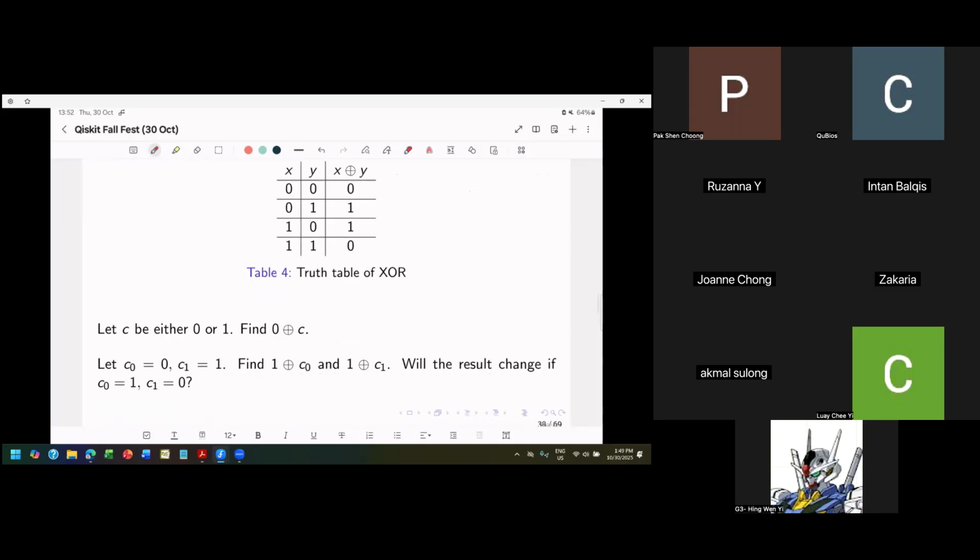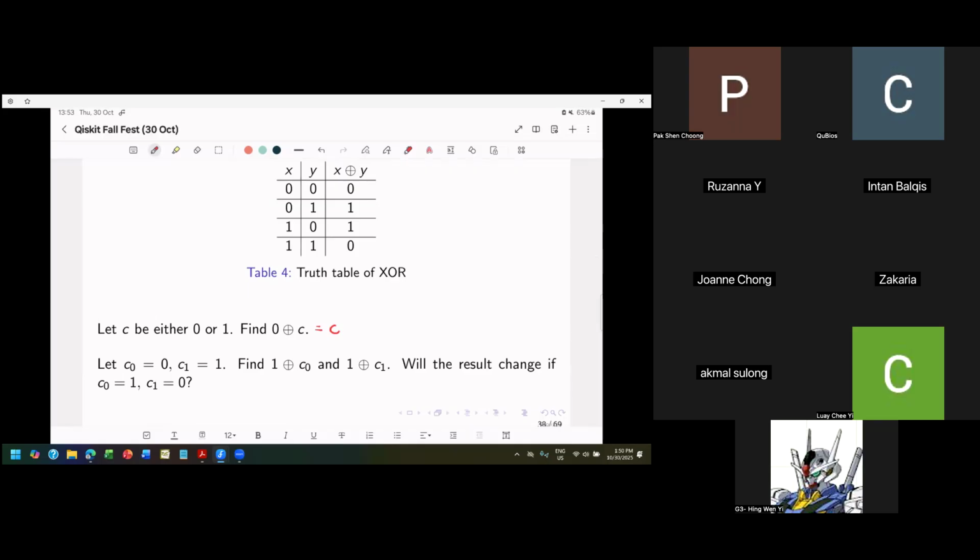So if let's say C can be 0 or 1, what is 0 modular 2 sum of C? It's just C, right? Don't think so complicated. I mean, it's just C, okay?